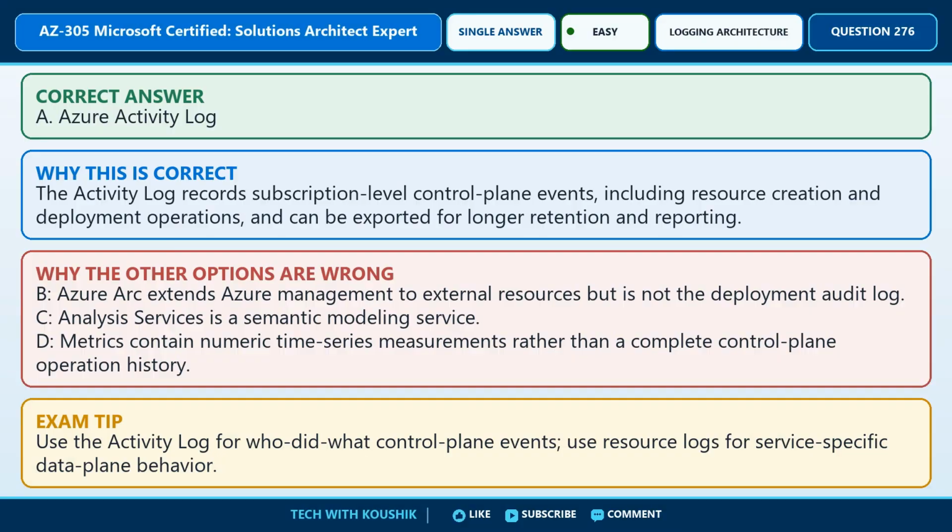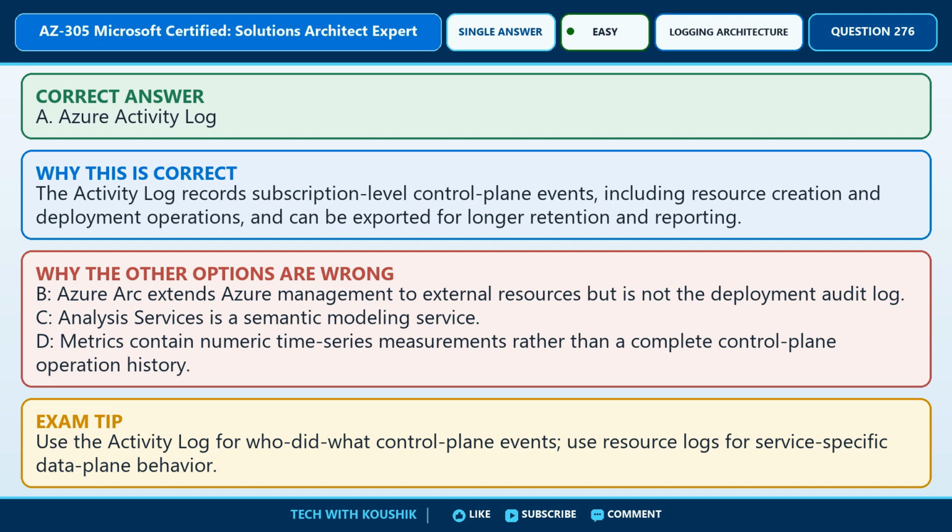In this case, select option A, Azure Activity Log. This is correct because the activity log records subscription-level control plane events, including resource creation and deployment operations, and can be exported for longer retention and reporting. B. Azure Arc extends Azure management to external resources, but is not the deployment audit log. C. Analysis Services is a semantic modeling service. D. Metrics contain numeric time series measurements rather than a complete control plane operation history.